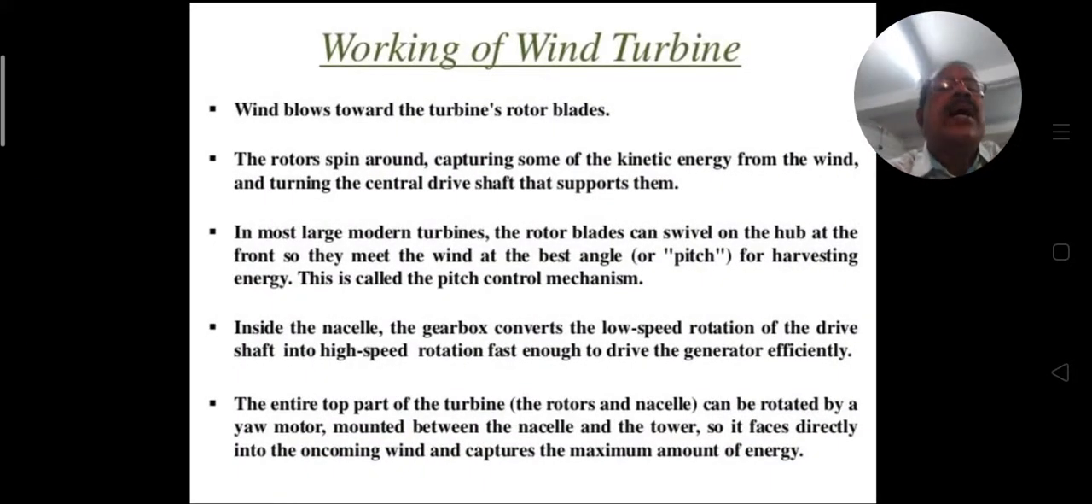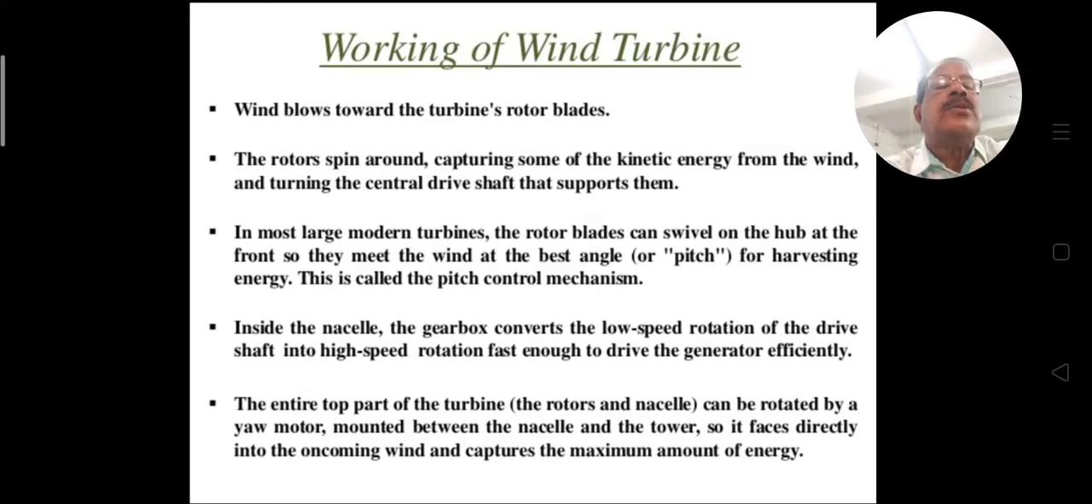And the working of a wind turbine. Here, wind blows towards the turbine's rotor blades. The rotors spin around, capturing some of the kinetic energy from the wind and turning the central drive shaft that supports them. In most large modern turbines, the rotor blades can swivel on the hub at the front, so they meet the wind at the best angle or pitch for harvesting energy. This is called the pitch control mechanism.